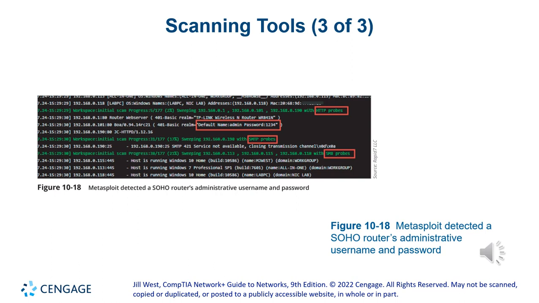So this is an example of Metasploit. You see how it did some HTTP probes, and it found the admin password to be 1234. That's probably the default. That was on a TP-Link wireless router, so they left that open.